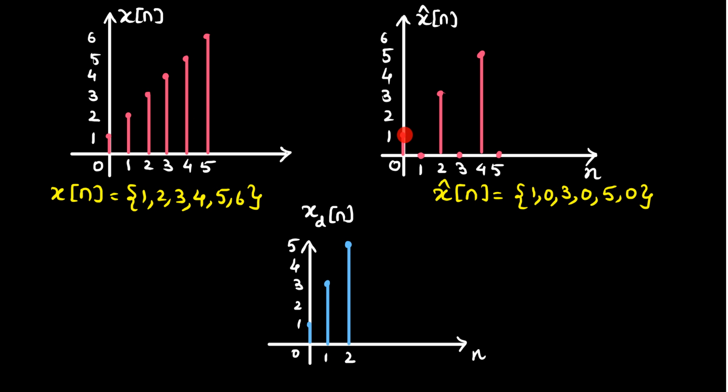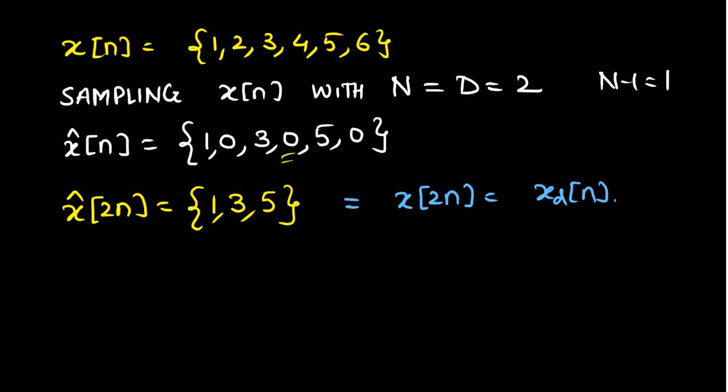Similarly here we retain this 1, then we discard this 0, then we retain this 3, we discard this 0, we retain this 5, and discard this 0. So this is what we have in case of decimation by a factor of d.